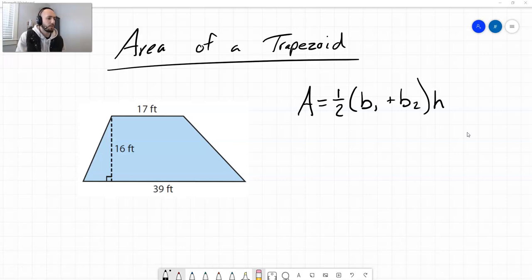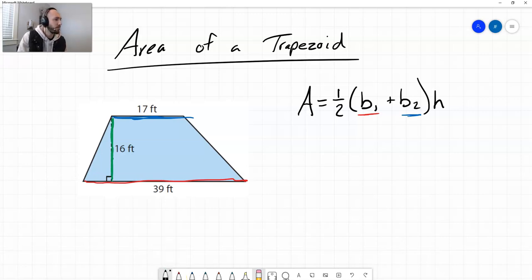So first of all, base 1 and base 2 are going to be just our parallel sides. So we can call this bottom one base 1. We can call this top one base 2. So that's what those mean, and then our height obviously is at a perpendicular between the two bases, that distance right there. So we have all the information we need to solve this problem.